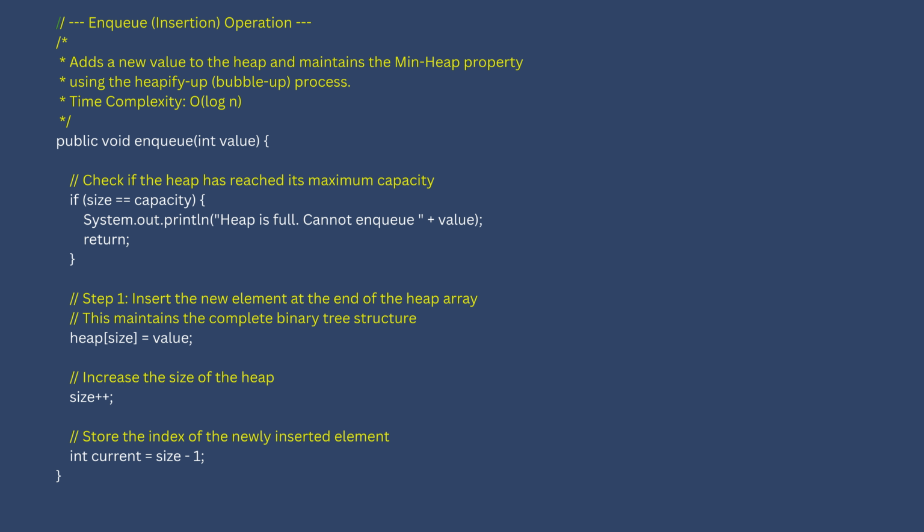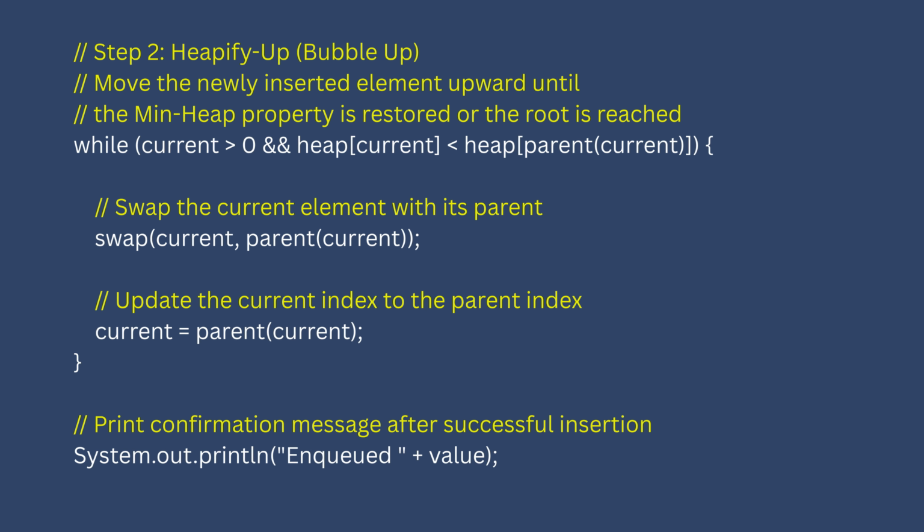Now let's talk about NQ, which means inserting an element into the heap. First, we check if the heap is full. If there's space, we add the new value at the end of the array. Then we perform heapify up, also called bubble up. During heapify up, we compare the inserted element with its parent. If the child is smaller than the parent, we swap them. This continues until the heap property is restored or we reach the root.